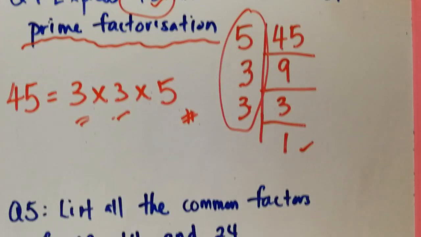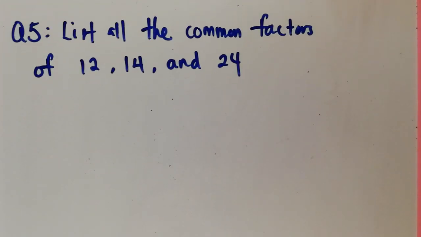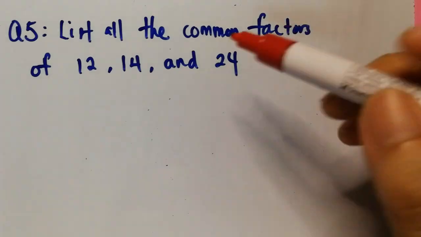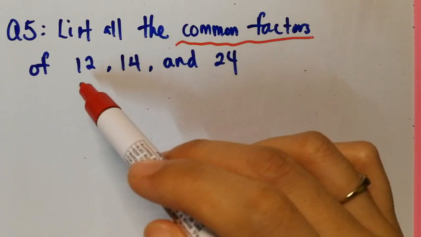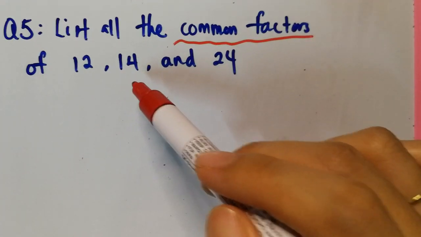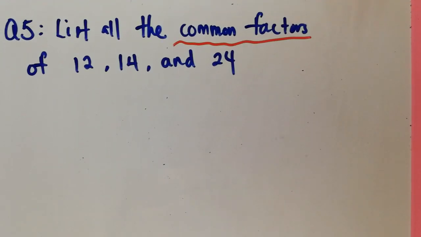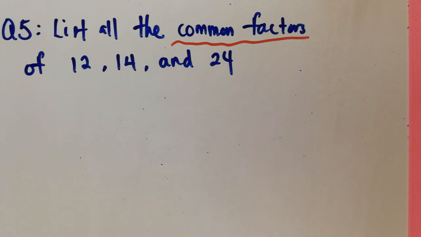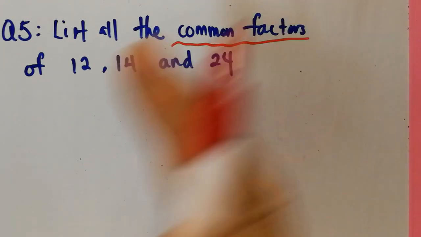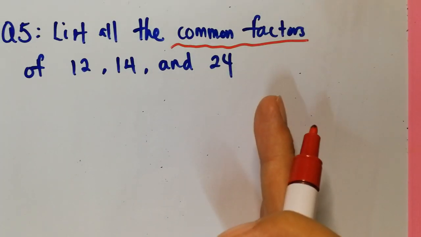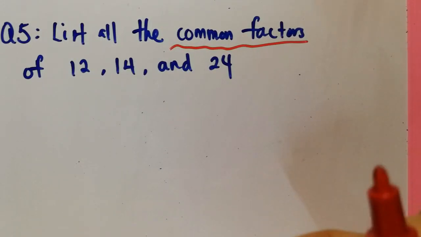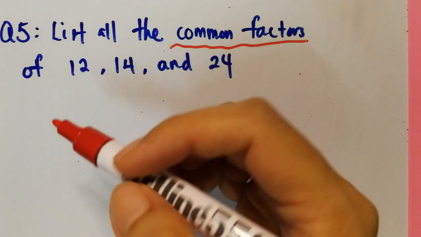Now we move to question number 5. For this question, they are asking us to list out all the common factors for 12, 14, and 24. When they ask about common factors, we must list out the factors of all 3 numbers. After that, we will determine which ones are the common numbers.